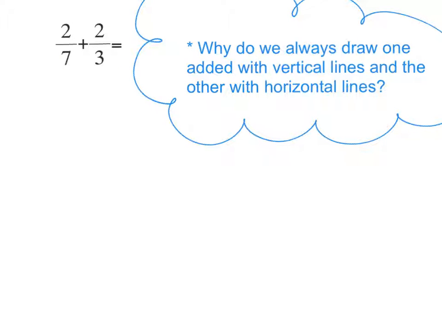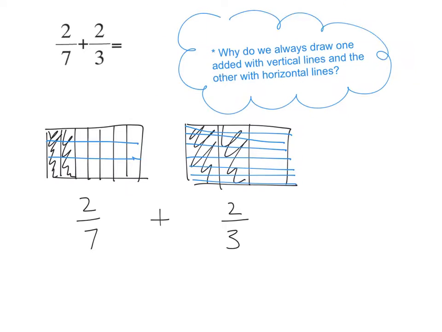Why do we always draw one of the rectangles with vertical lines and the other one with horizontal lines? Talk to your table group. Why do you think we always draw one with horizontal lines and one with vertical lines? Go. So the reason why we always draw one with vertical lines first and one with horizontal lines first is so that it becomes easier when we have to split up the boxes again.